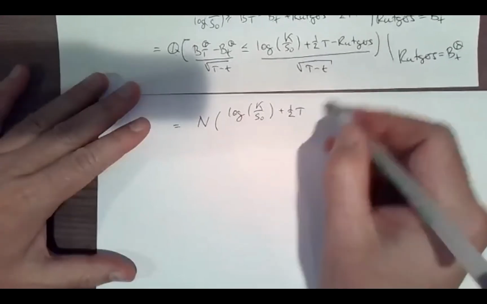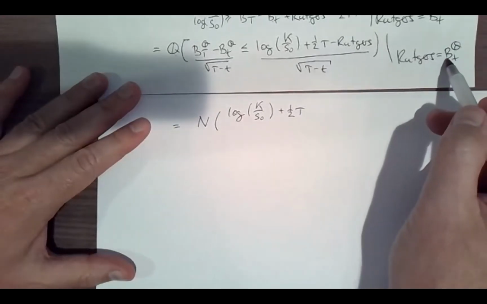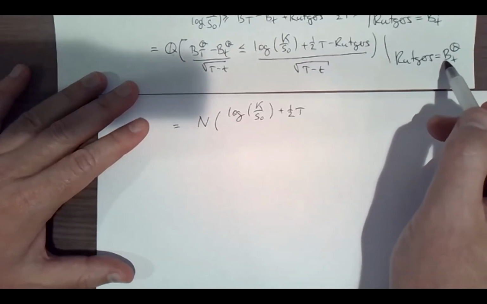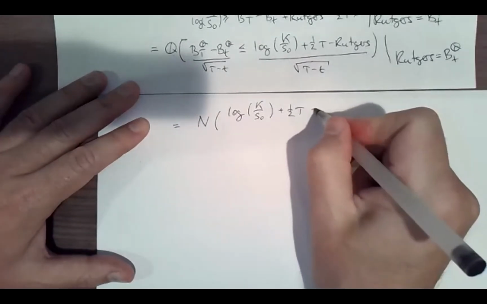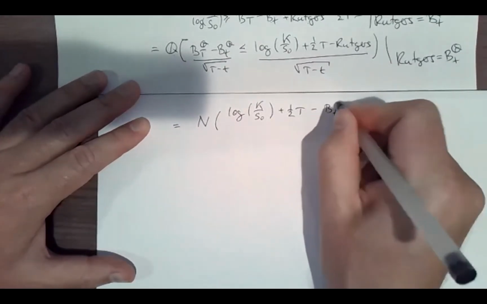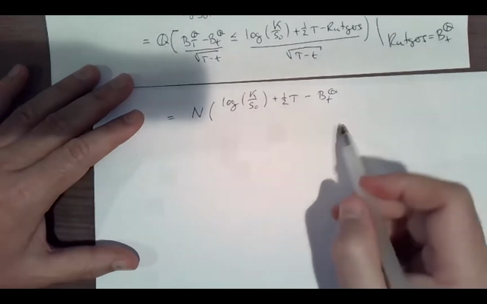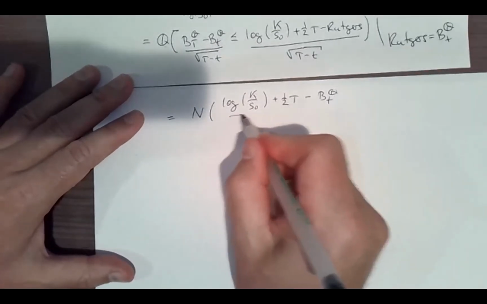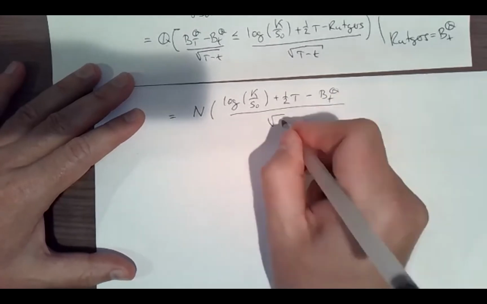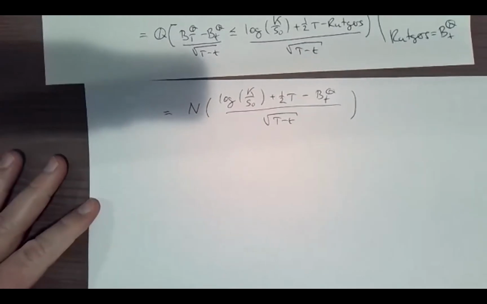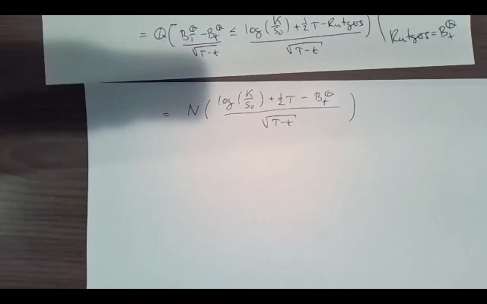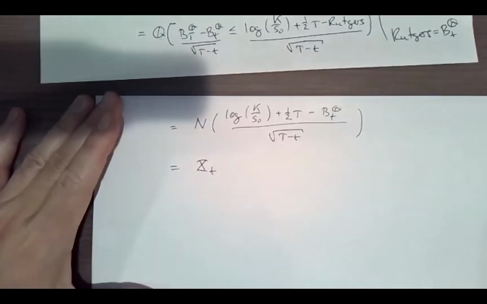You've got 1/2 t. It's time to put the B_t back in there. This will be minus B_t^Q divided by root T minus t. So that's my wealth. This here is my X_t.